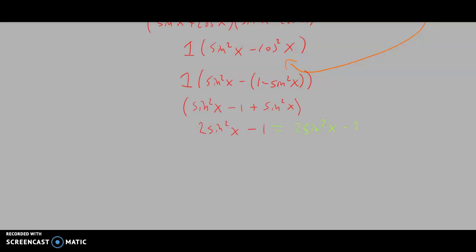So I just wanted to show you the step-by-step way that they went about solving that one. Now you can move on and look at number 2.